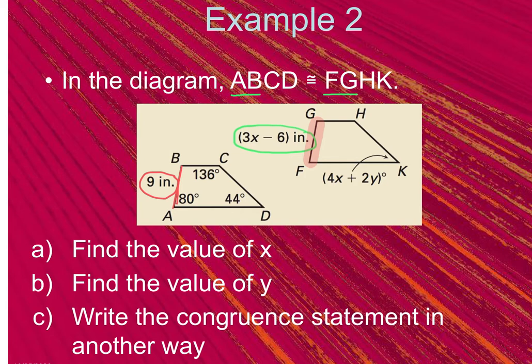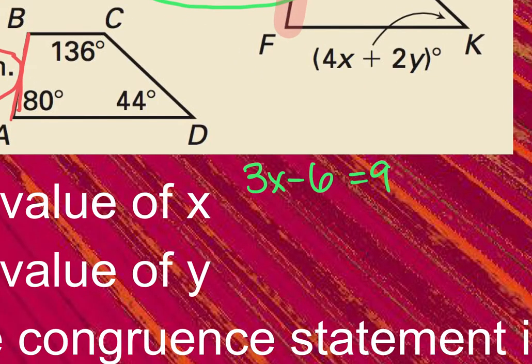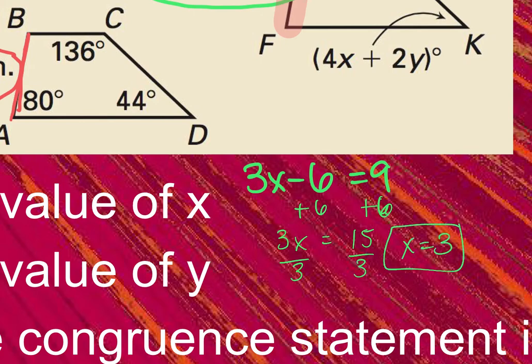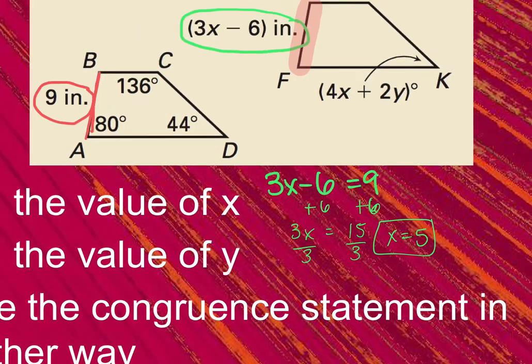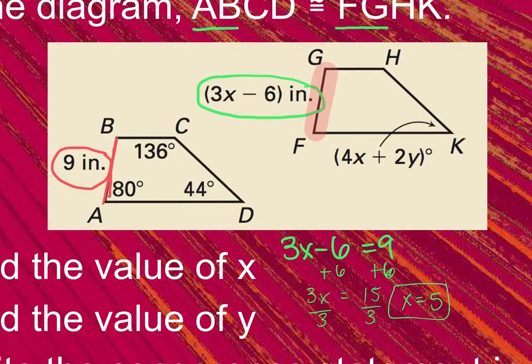So the equation we would set up is 3x minus 6 equals 9. You would just add 6 to both sides. You would get 3x equals 15, divide by 3, and you would get x equals... I'm sorry, not 3, 5. So if x equals 5, now it says find the value of y. Well, now if x is 5, we can plug that in there. We get 20 plus 2y, okay?